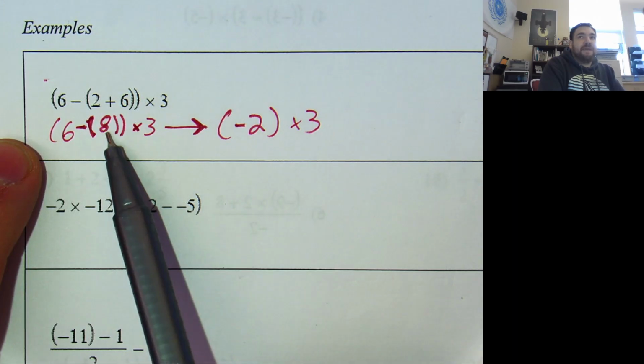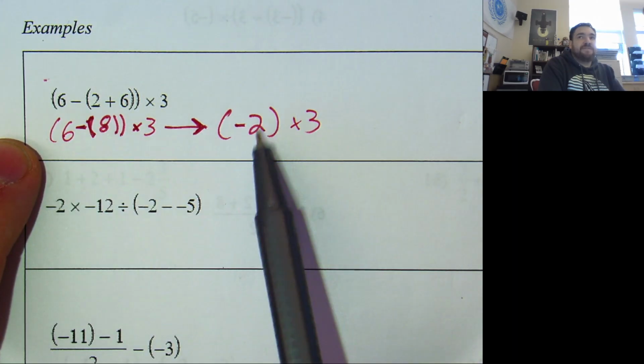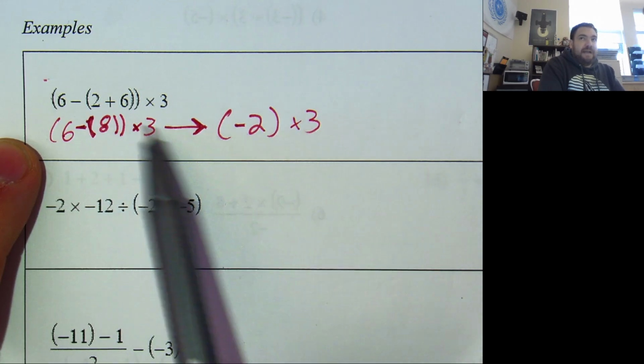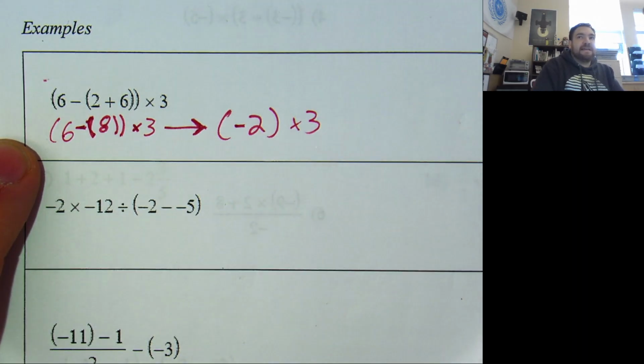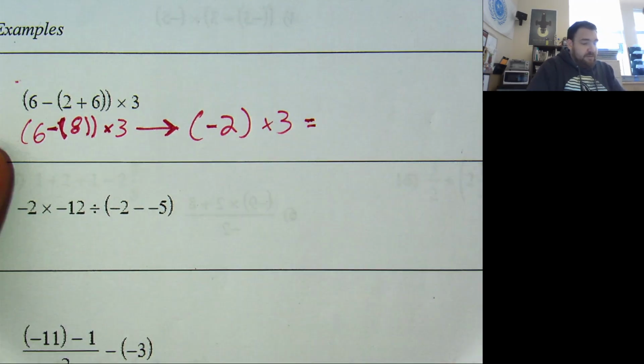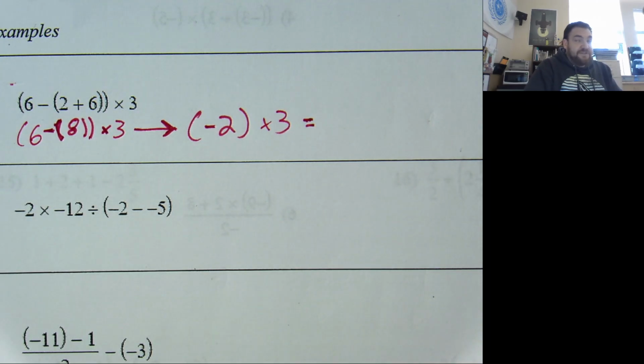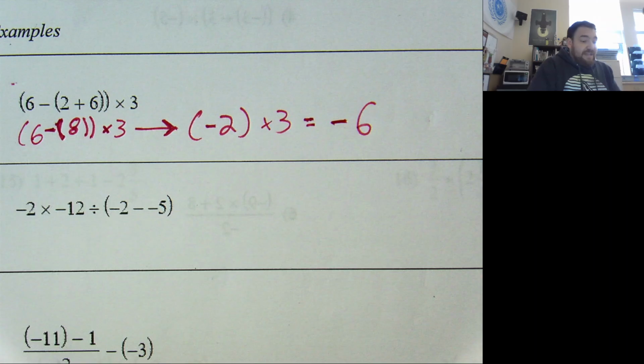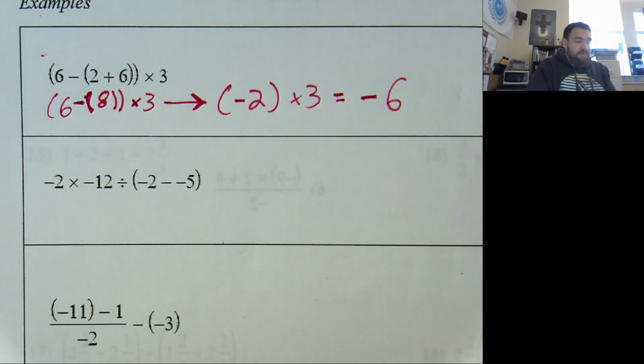2 plus 6 became 8. 6 minus 8 became negative 2. And I bring along for the ride anything that hasn't happened yet. So then the last step, there's only one step left here, is negative 2 times 3, which is negative 6. That's it. So that's the kind of question that could have shown up on a quiz.